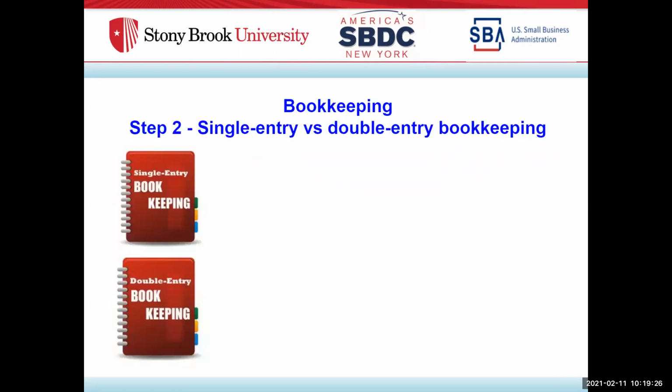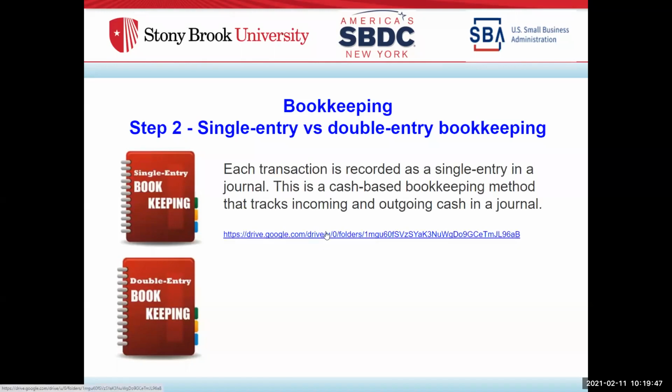The second step of bookkeeping is to choose between a single entry or double entry bookkeeping method. Single entry bookkeeping is similar to maintaining a checkbook, and you just record transactions when they happen. Here's an example.